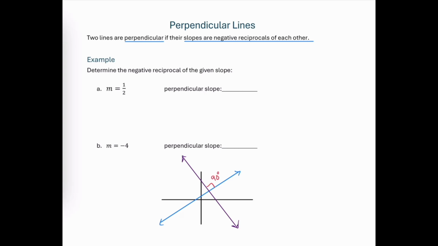Notice that the definition of perpendicular lines hinges only on the slope. It doesn't matter what the y-intercept is. We can still get perpendicular lines intersecting at a 90-degree angle if they have the same y-intercept. So we're only going to be looking at the slopes to determine whether or not lines are perpendicular.